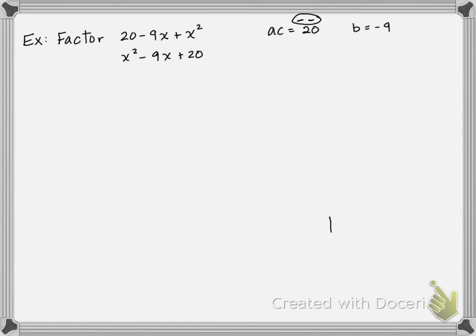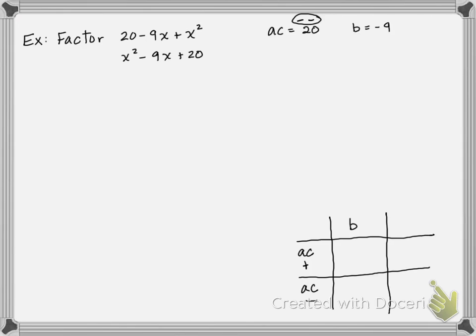We can make a little chart if we wanted to. I don't know if these types of things are helpful, but AC is positive, AC is negative, B is positive. I don't really like writing B plus. So positive B, negative B. So if AC is positive, then both numbers have to have the same sign. If they add to a positive, they are both positive.